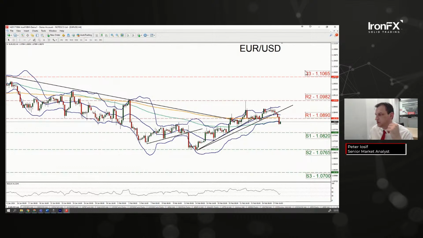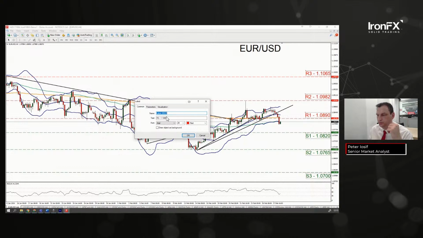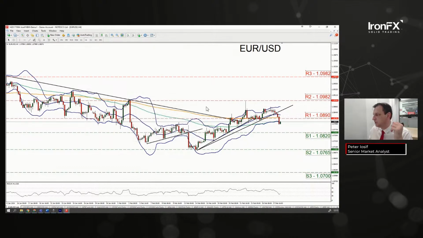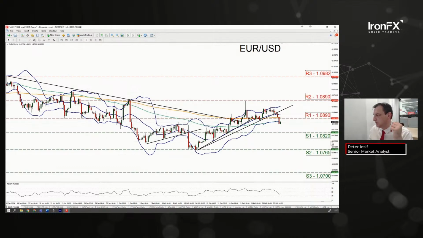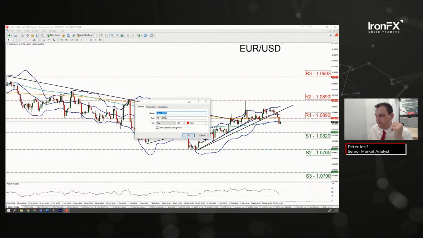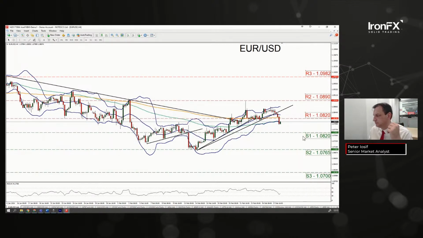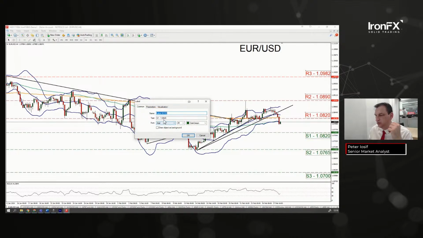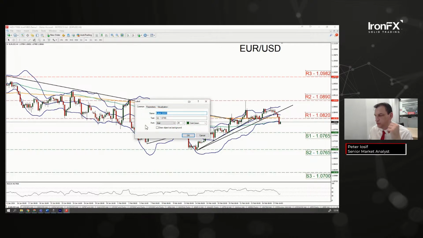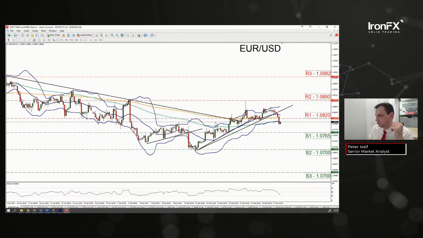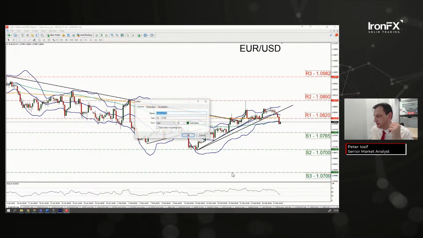Okay, the R3 now is being placed on 1.0982. The R2 at 1.0890. The R1 at 1.0820. The S1 at 1.0765. The S2 at 1.0700. And finally the S3, newly set, at 1.0610. That's 90 pips lower.